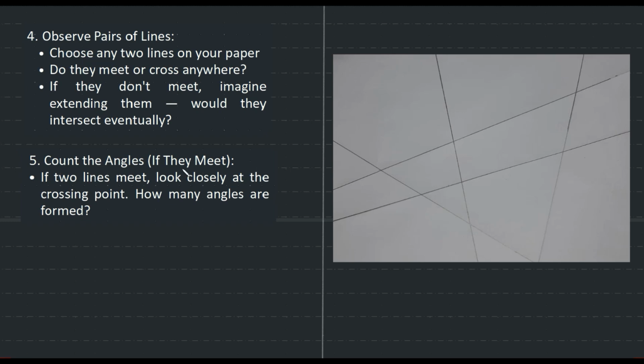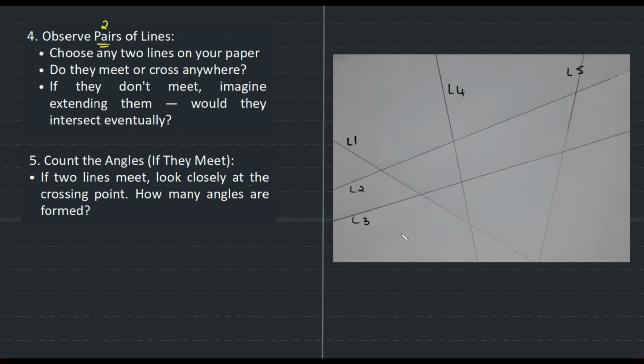Observe pairs of lines. So pair means what? Pair means two. Take up any two lines. Do they meet or cross anywhere on the sheet of paper? Can you see? Actually, let me name them. This is L1, L2, L3, L4 and L5. So okay, we have 5 lines.